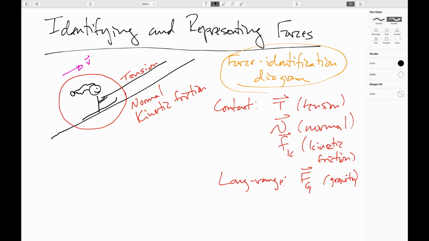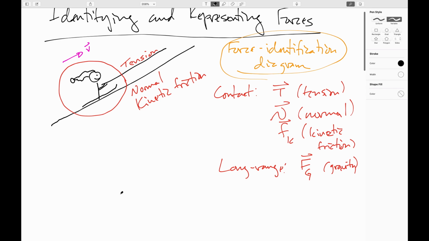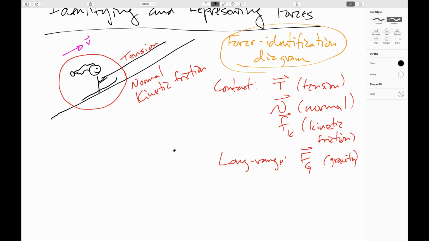All right, so once we've identified all of our forces, the next step, to think about how the forces will act on the system, is to draw what's called a free body diagram.